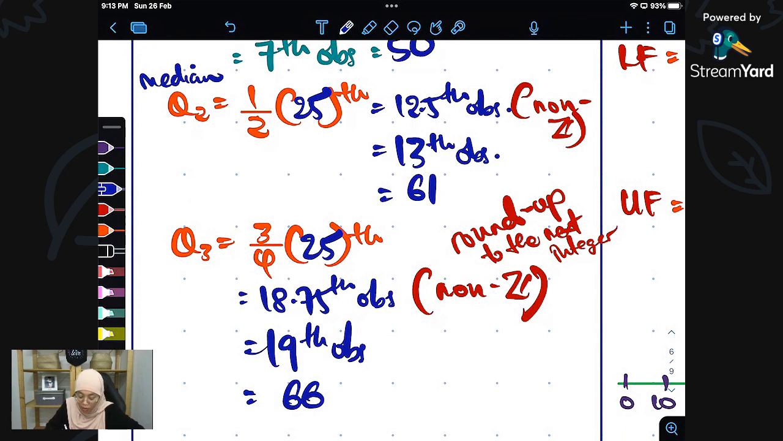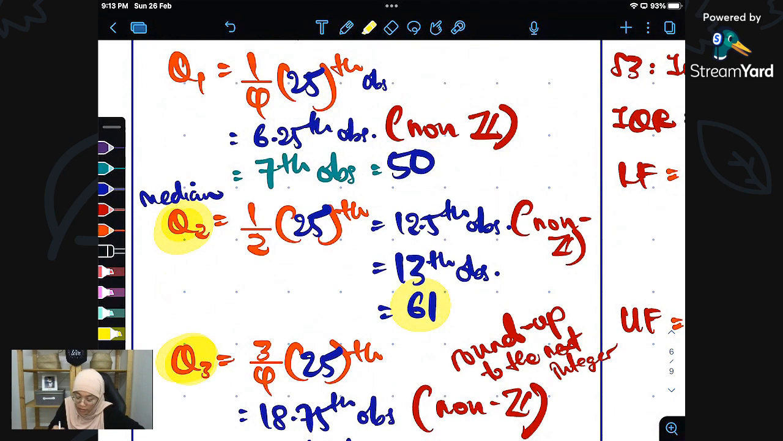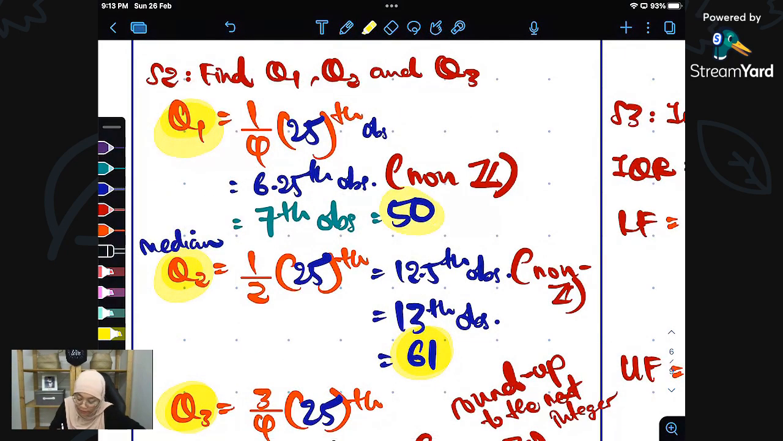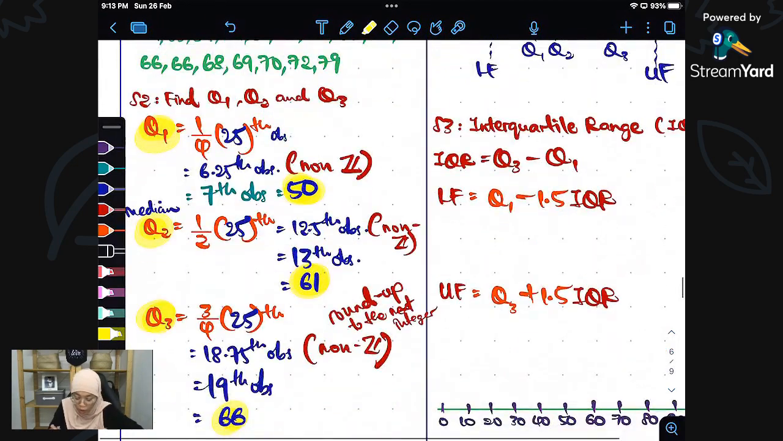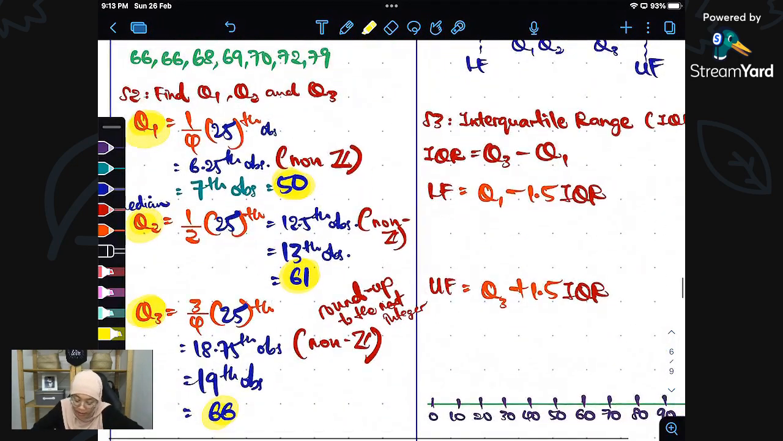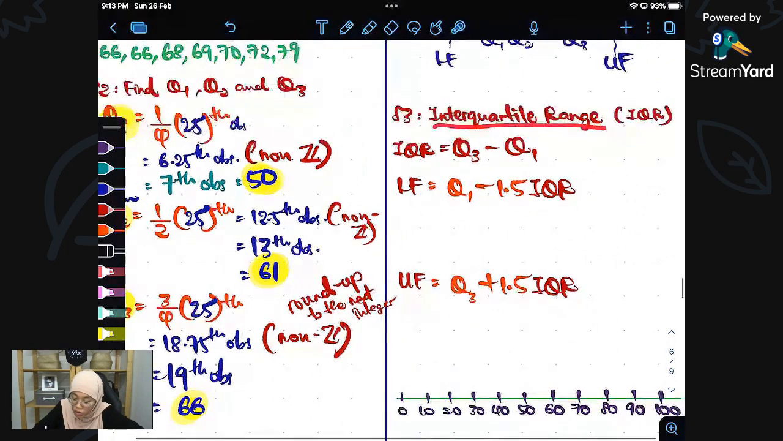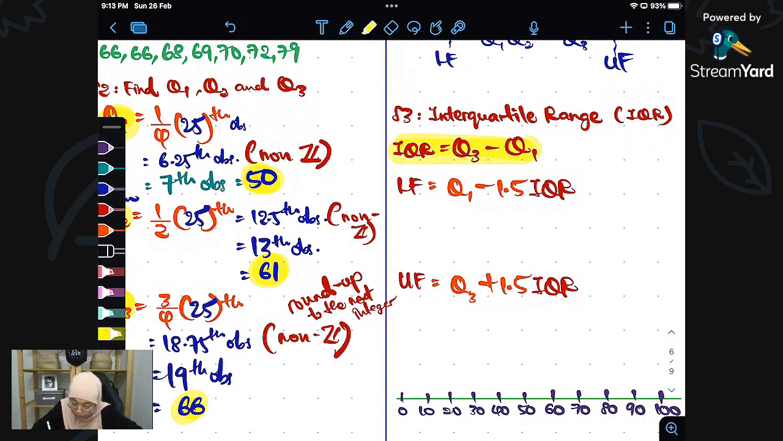So now we already got our Q3, which is 66. Our Q2 is 61, and our Q1 is 50. This is important, because we are going to use Q3 and Q1 to find our next step, which is the interquartile range, or I call it IQR. This is new to you guys. The formula, you must memorize this one. Please memorize it. Q3 minus Q1, you will get the interquartile range. So 66 minus 50, you will get 16.